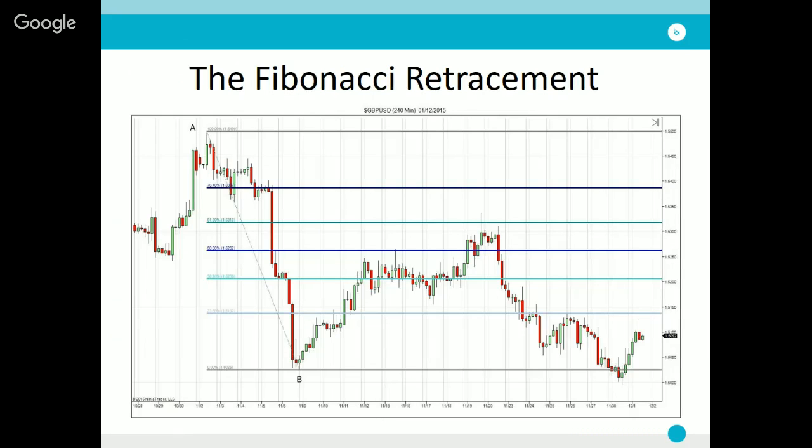Okay, so in this example, you can see that we have our Fibonacci tool in place already, and it's measuring this bearish price swing. So we've simply taken our tool and applied it to the swing high in price, point A, and measured it all the way to the swing low in price, point B. So we're measuring this dominant bearish price move.